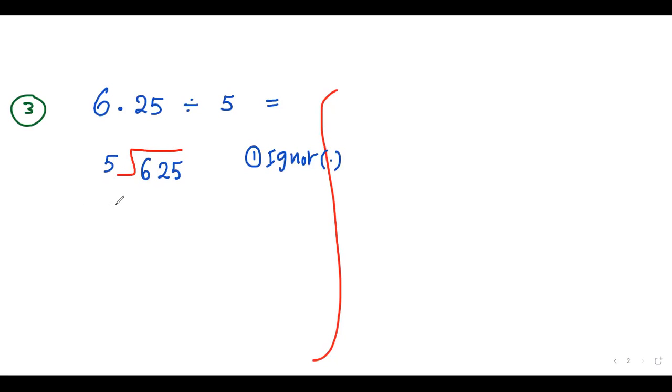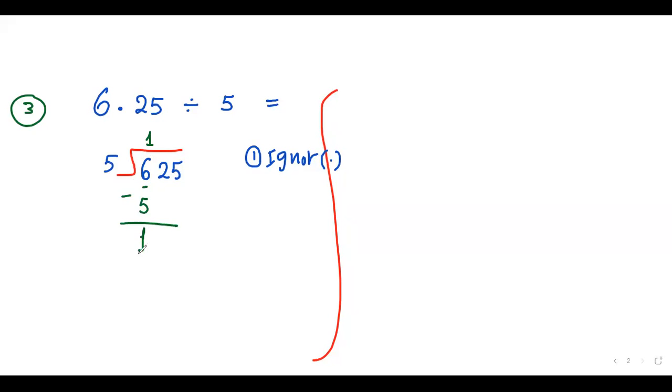How can I find it? Now, is 6 greater than 5? That's right, it is. So 6 divided by 5. What is the answer? How many 5s are inside 6? We can put 1, and we put 5 under it. That's right. 6 minus 5 equals 1.